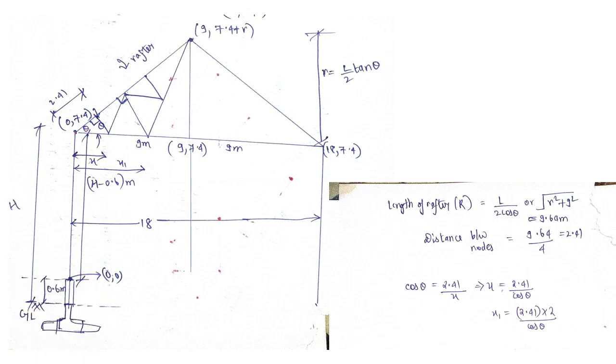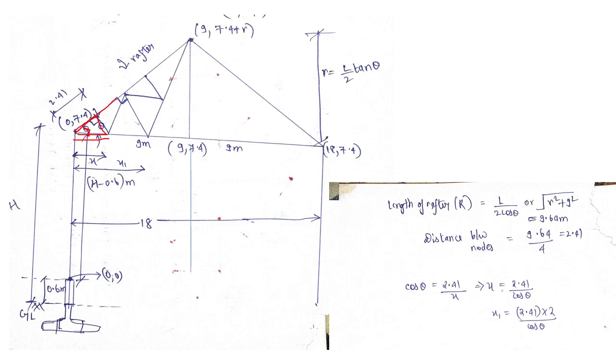We know that this is creating a right angle triangle. We know this length is 2.41, each member length. We need to find this length x. We have this theta, so cos theta will become 2.41 by x, so we can find x.